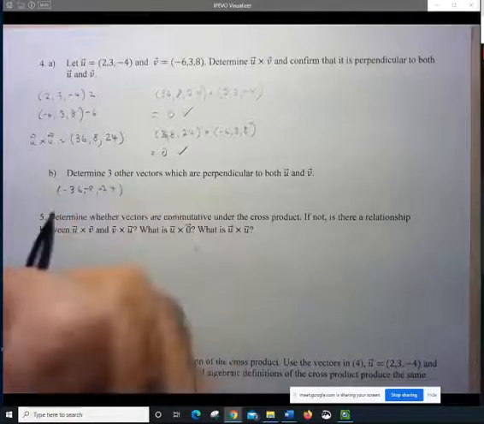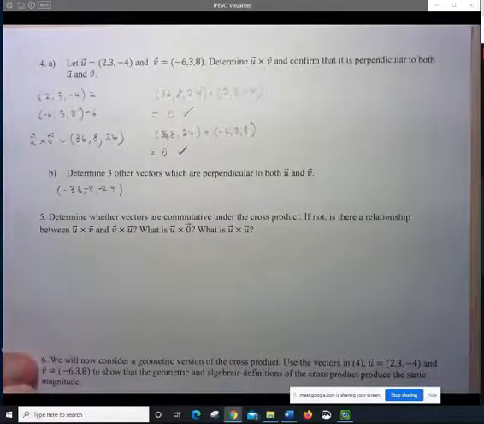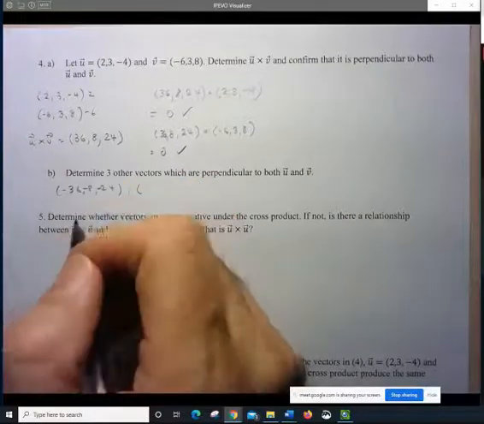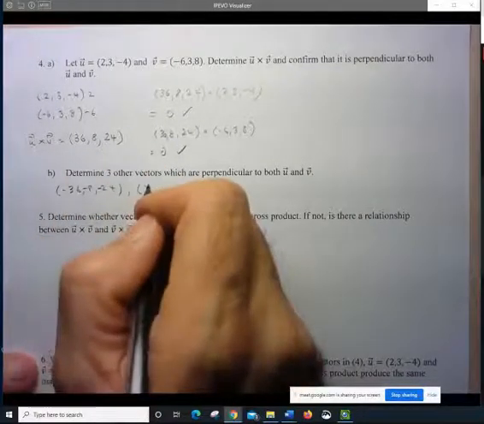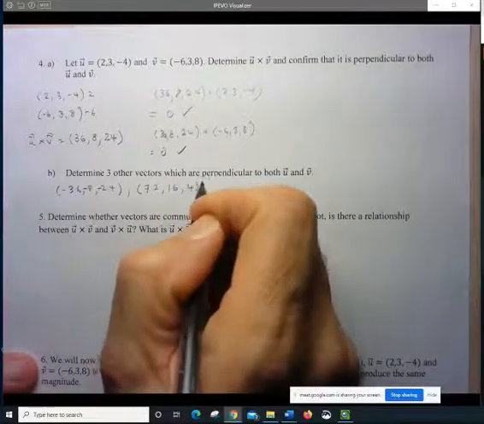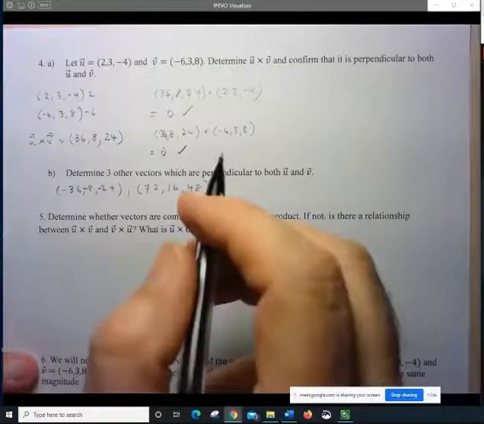Okay, so if I want to come up with other examples, well, I can take negative 36, negative 8, negative 24. Just take the opposite vector. That'll work. I can multiply everything by 2: 72, 16, 48. That would also be perpendicular.